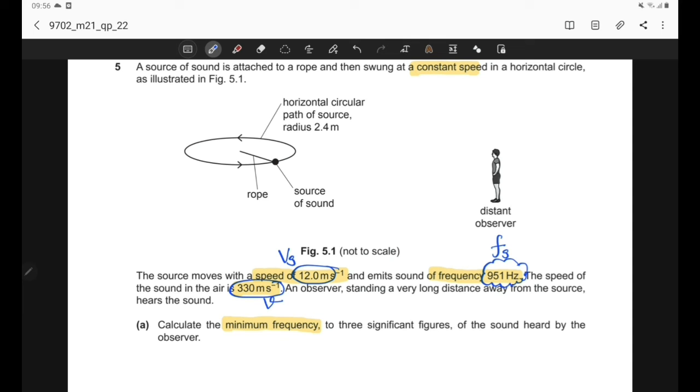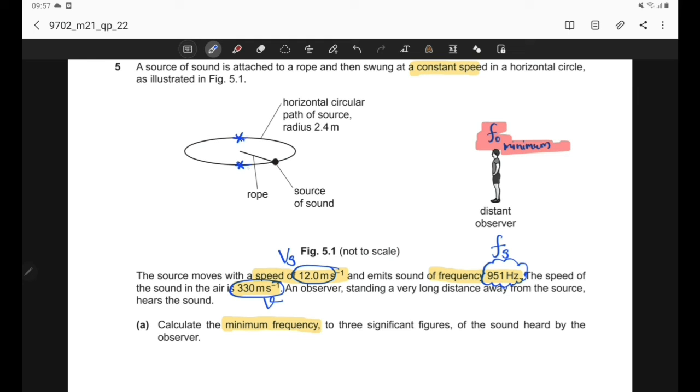And we need to calculate what will be the observed frequency by this person, the observed minimum possible frequency. That is very important. So in order to answer this question, we should know about the Doppler effect. We can consider 2 positions and check at which position of the source the observer can hear a sound wave with the least frequency. So we can consider 2 positions. One is here and one is the other side.